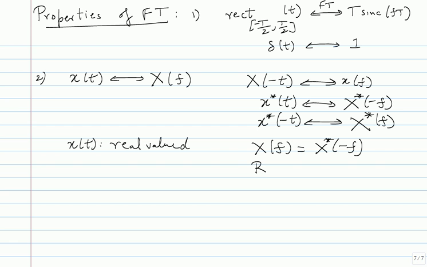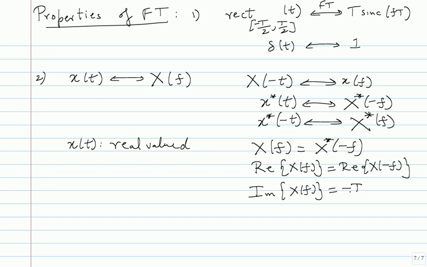So this actually translates into two conditions for the real and imaginary parts of X of f. Real part of X of f equals real part of X of minus f. So this is even symmetry for the real part, and you will have odd symmetry for the imaginary part: imaginary part of X of f is minus imaginary part of X of minus f. I think this is called conjugate symmetry.